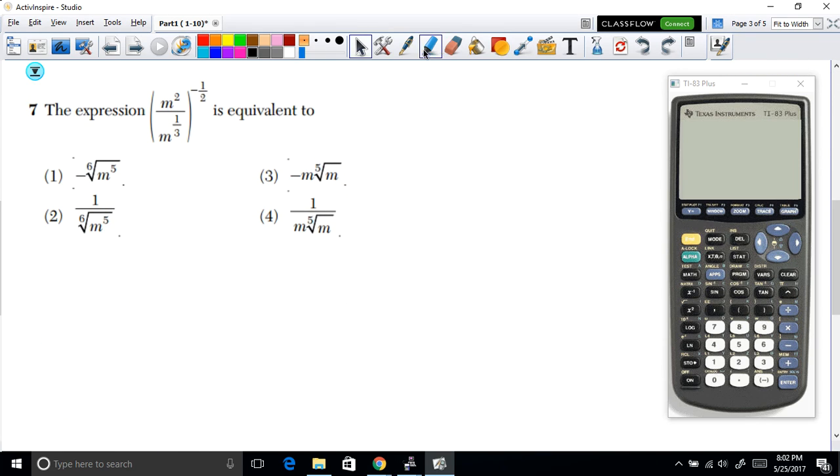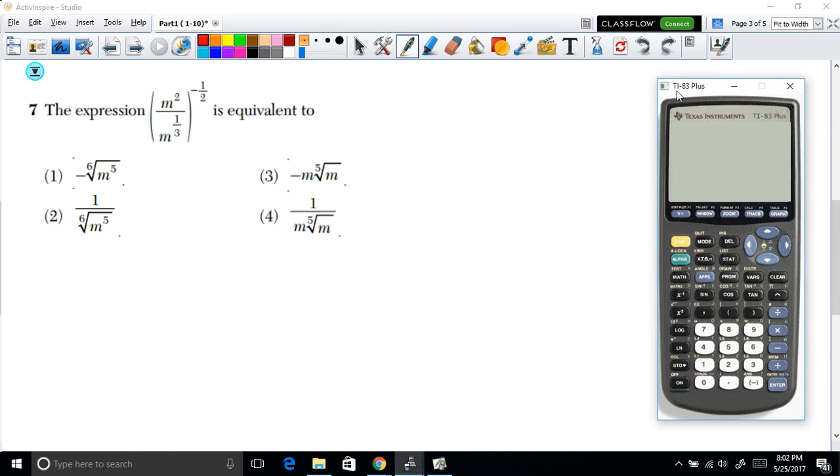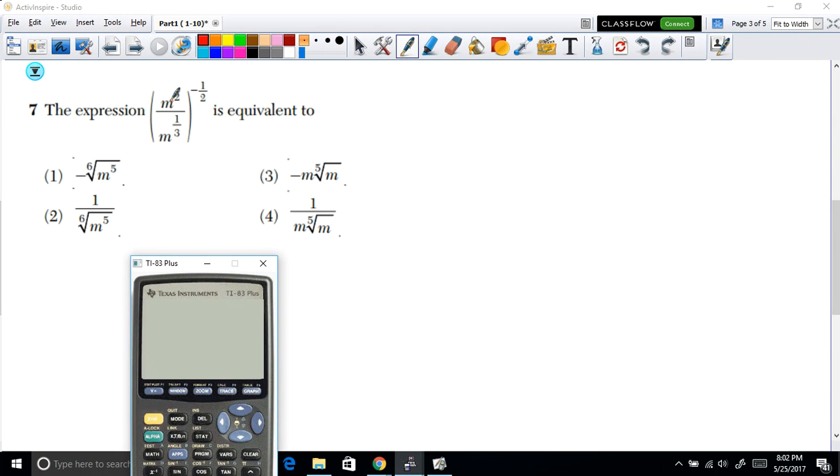So let's look at example 7. In example 7 here, we have, if you've been given the following expression, what is this equivalent to? Well, here, let's use this space so we can answer this question. So let me write down the problem here. We have m squared over m to the 1/3, and all this to the negative 1/2.